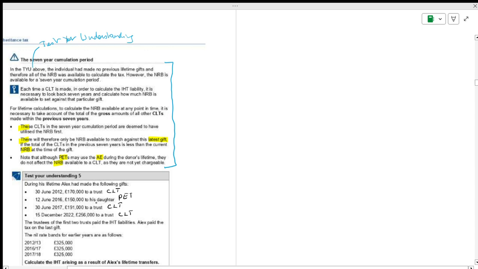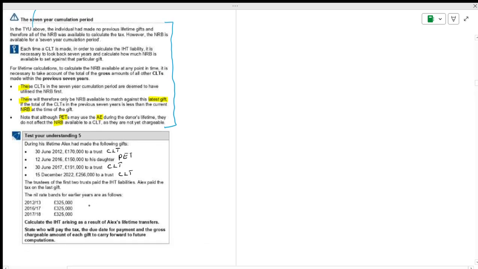The trustees of the first two trusts paid the IHT. Then how much do you have to calculate? 20%. Is it right? Alex paid the tax on the last gift. For the trustees of the first two trusts, this is going to be 20%. And this one is going to be 25%.